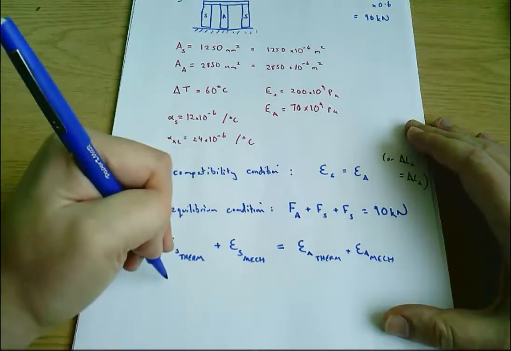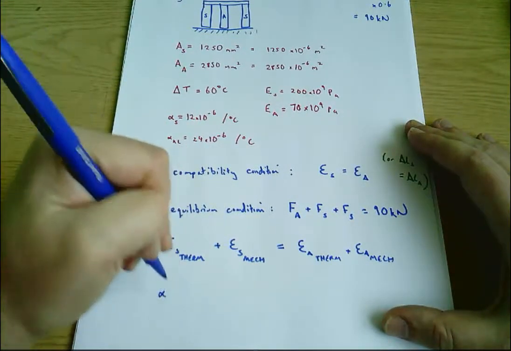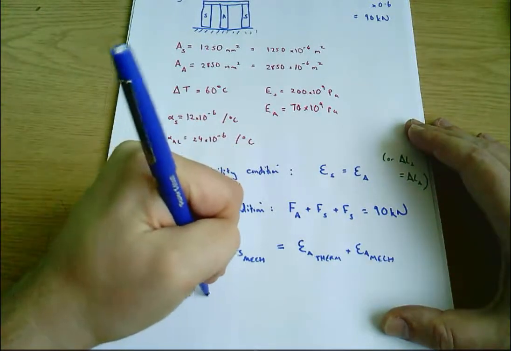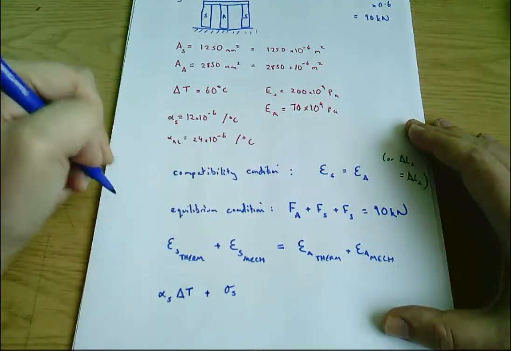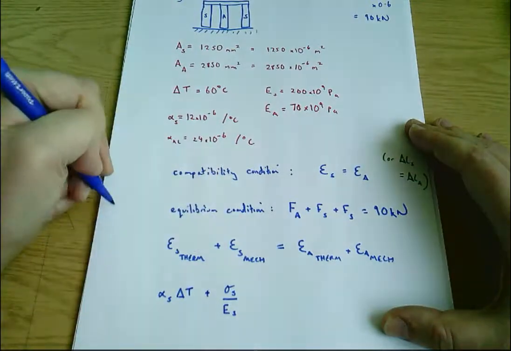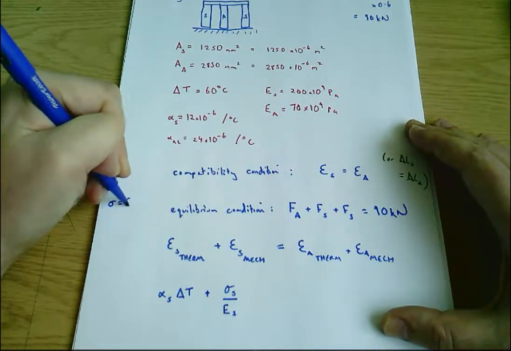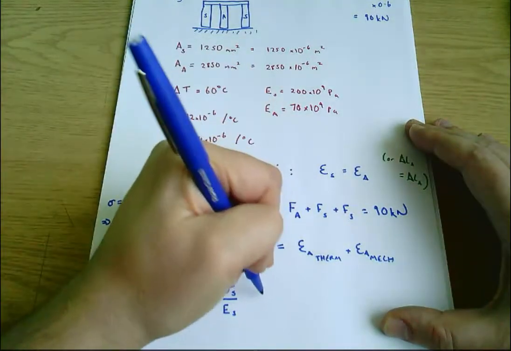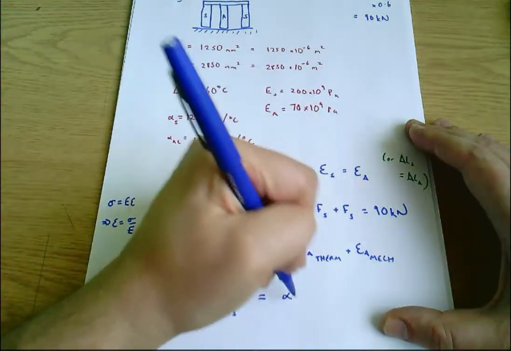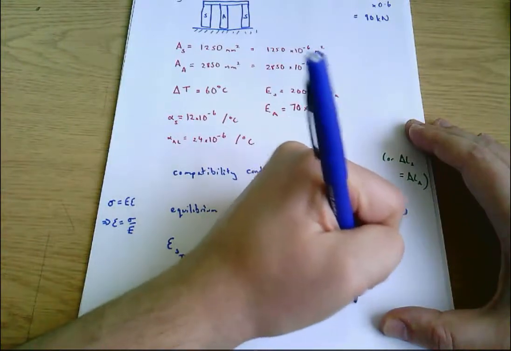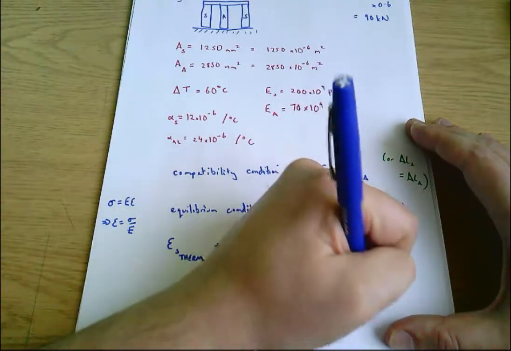And that means alpha steel delta T, that's the thermal strain in the steel, plus sigma steel over E steel, that's using sigma equals E epsilon, so therefore epsilon equals sigma over E, equals alpha aluminium delta T plus sigma aluminium over E aluminium. Okay, now we're getting somewhere.